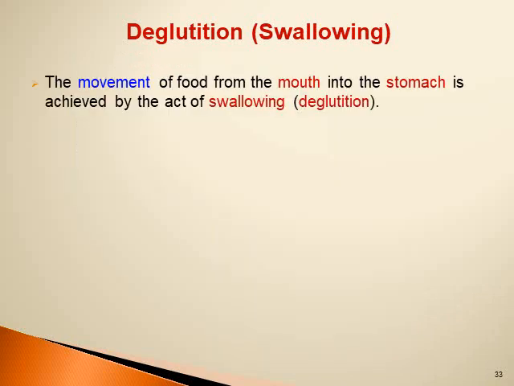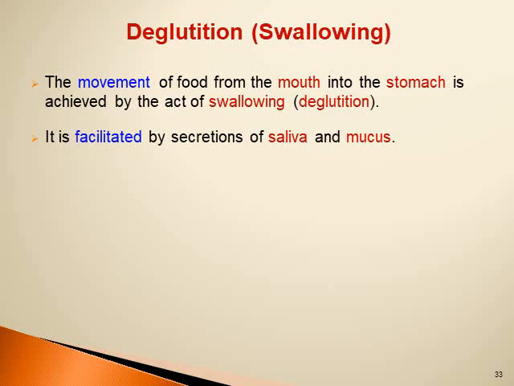So the movement of food from the mouth into the stomach is achieved by the act of swallowing, or deglutition. It is facilitated by secretions of saliva and mucus. We said saliva is very rich in water and mucus, and these are very important for the facilitation of swallowing. It will ease the movement of the food bolus down the esophagus into the stomach. Deglutition involves the oral cavity or the mouth, the pharynx, and the esophagus.